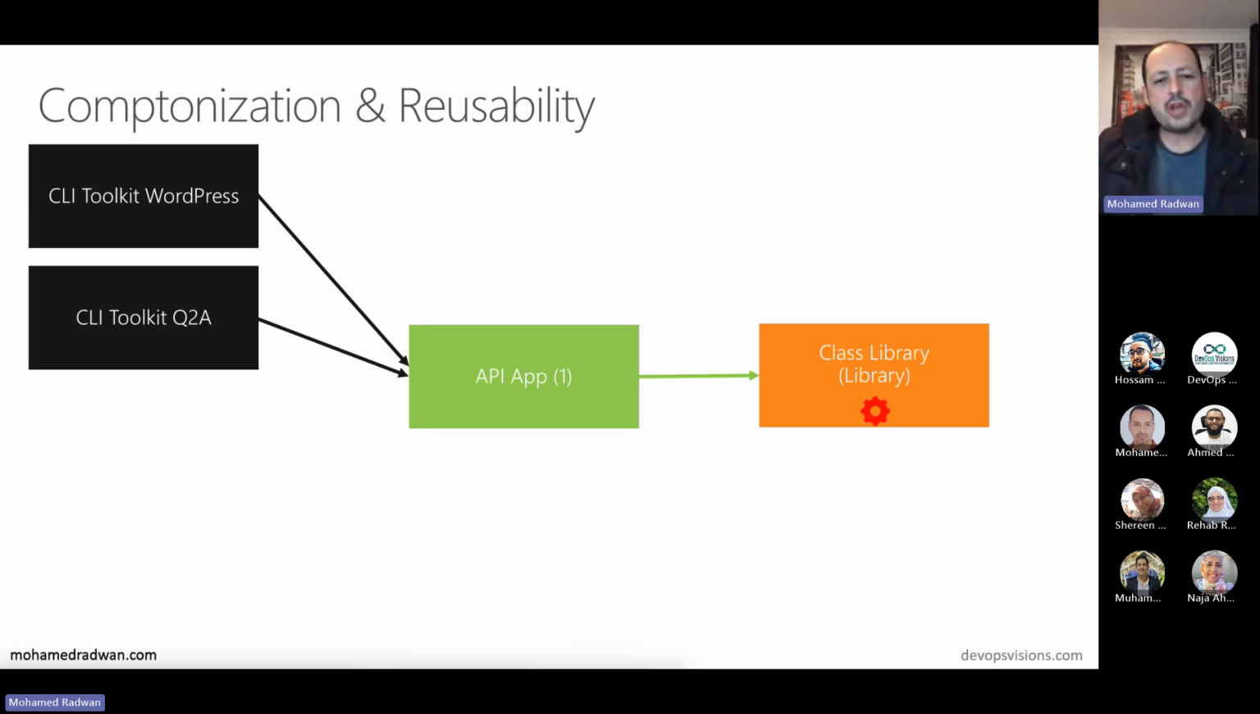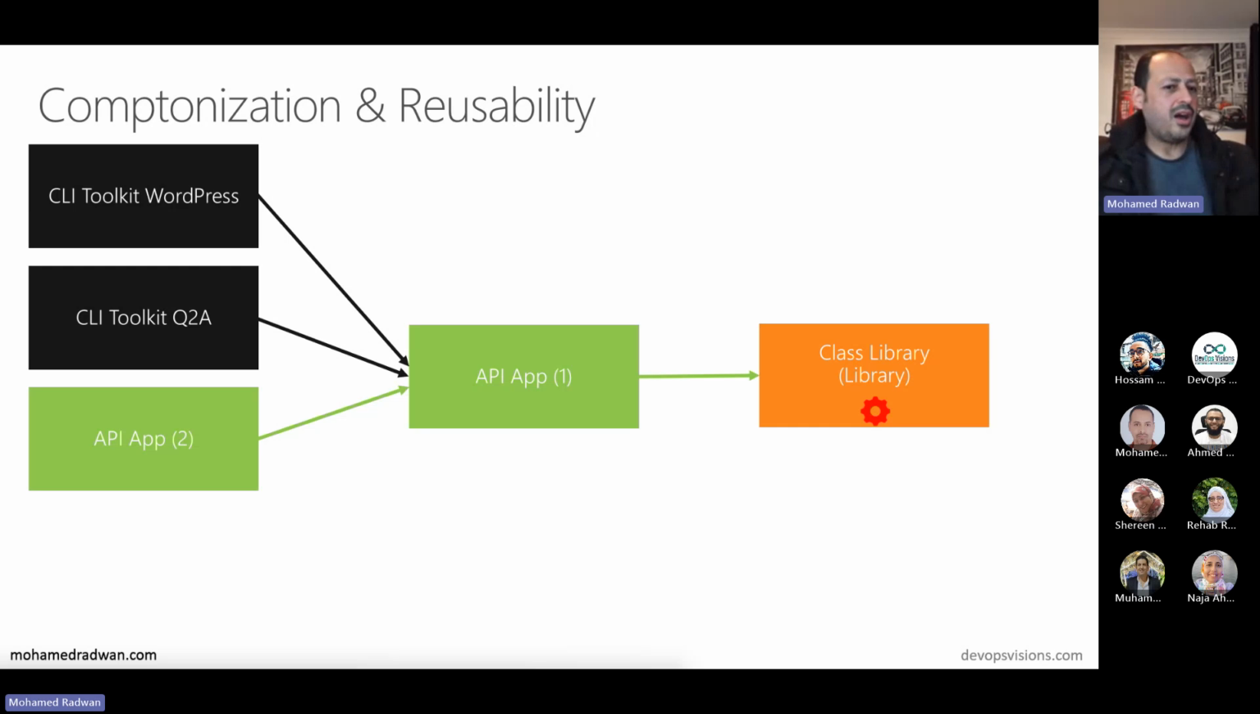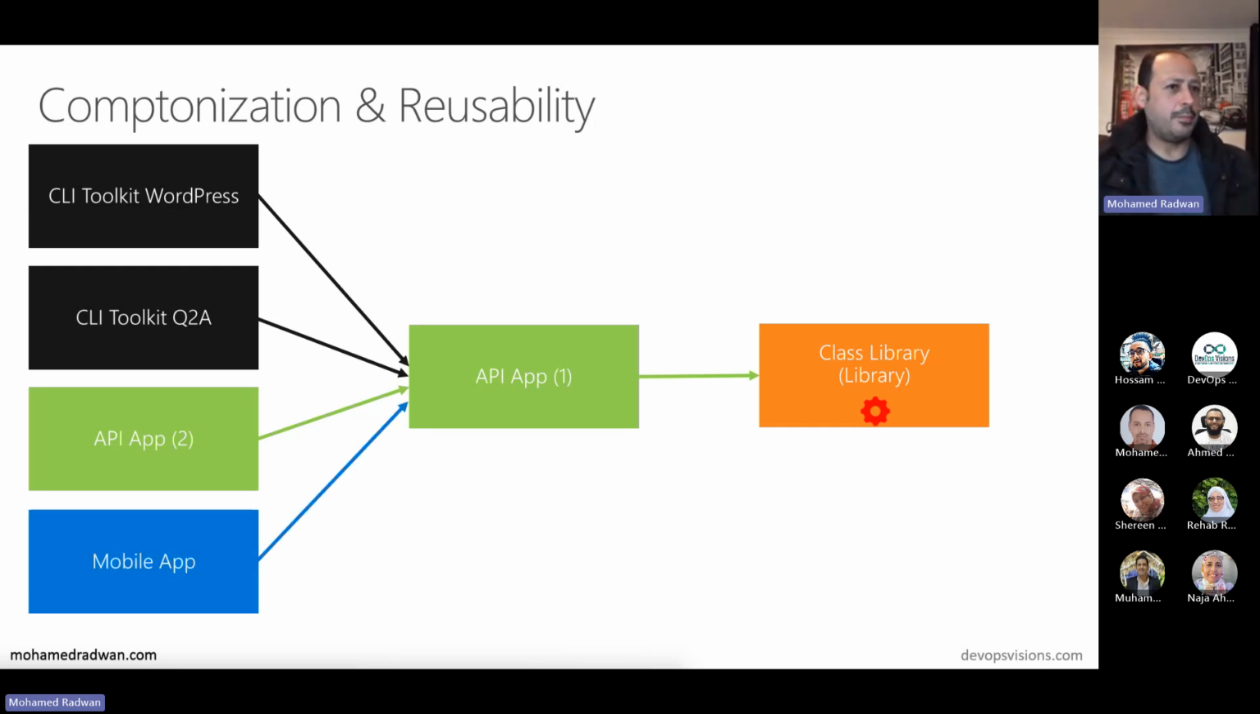So any business logic will be inside those class libraries. And then we will have an API. Of course, it could be even several APIs as a wrapper for this business logic to be RESTful. And then this can work the same way. All CLI can interact with the API instead of interacting with the class library. And this can be other APIs or even a mobile app.